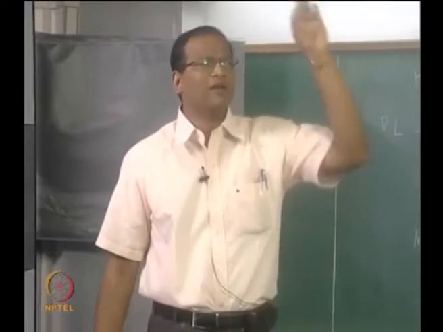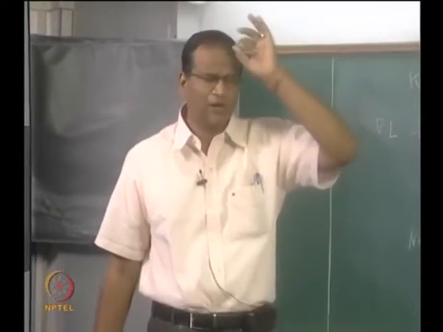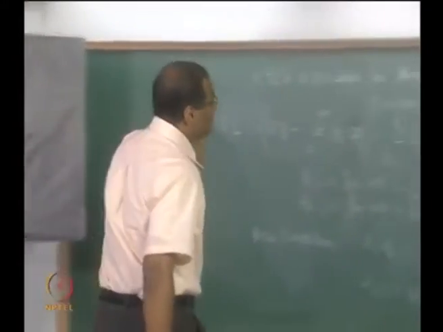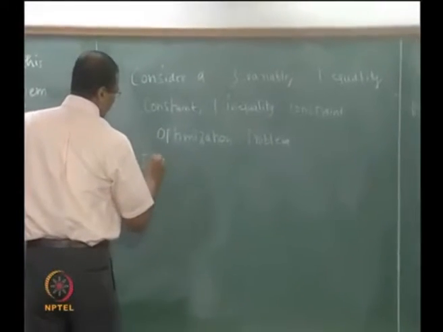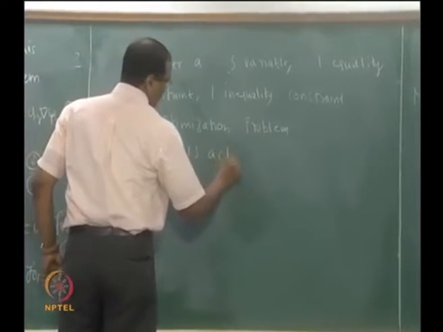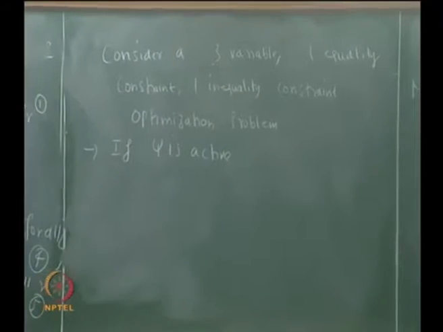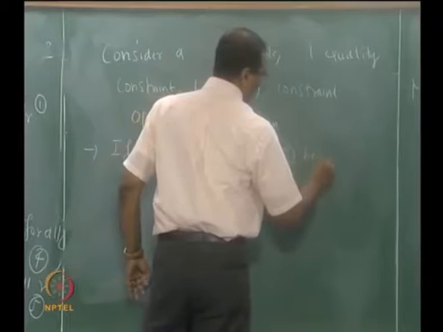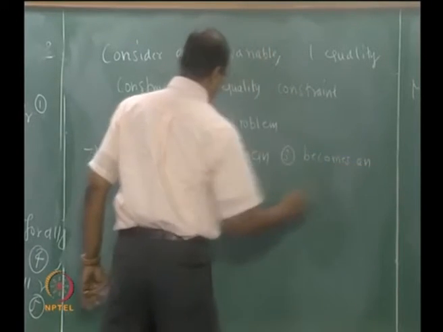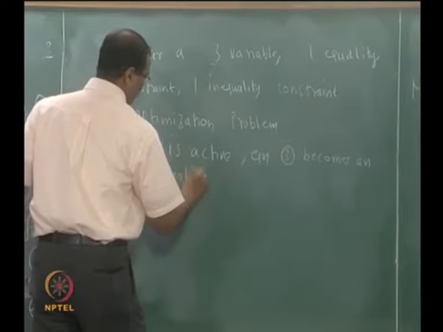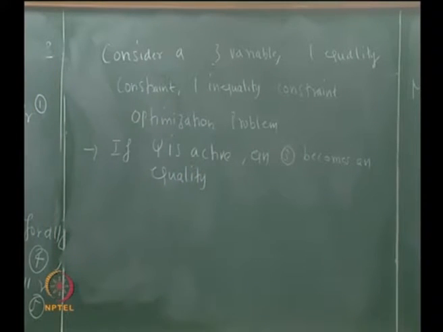Now if you consider a 3 variable 2 constraint problem in which one is an equality constraint, one is an inequality constraint, if psi is active, equation 3 becomes an equality. And u may take on a positive value. This is basically the KTC, right? Okay.